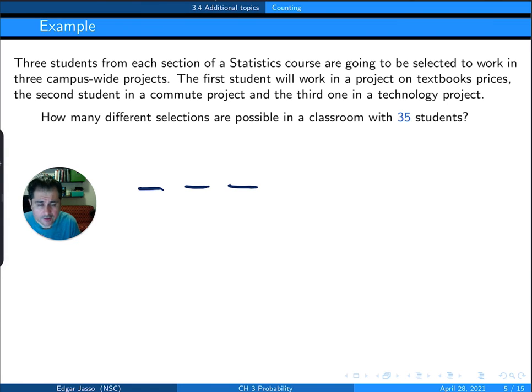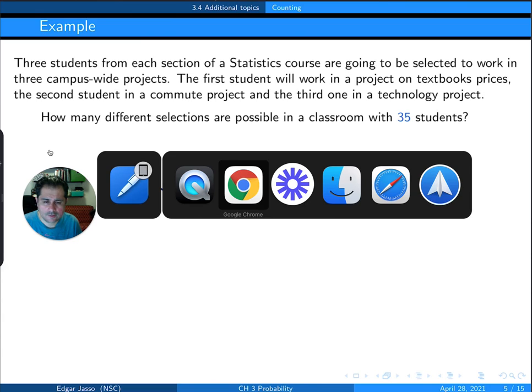I have three spots. The first one could be of 35 options, the next one of 34, the next one of 33, right? So 35 times 34 times 33. You want to multiply those numbers. Let's do it very quick here.